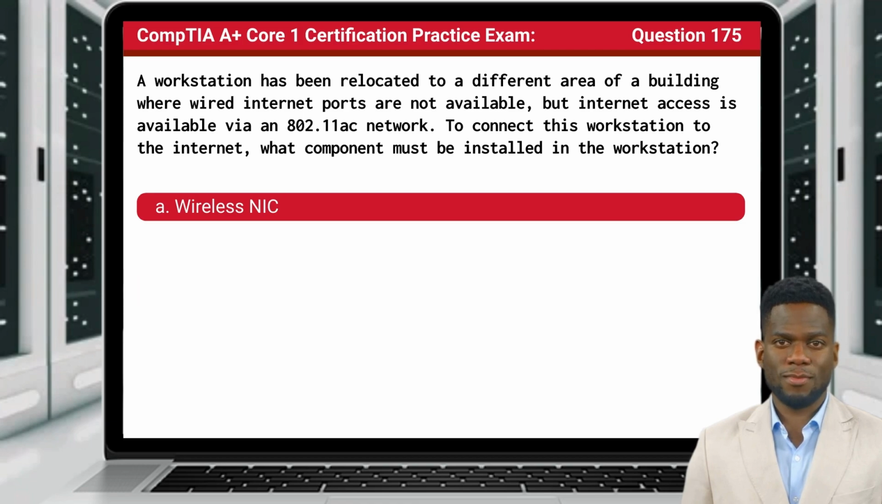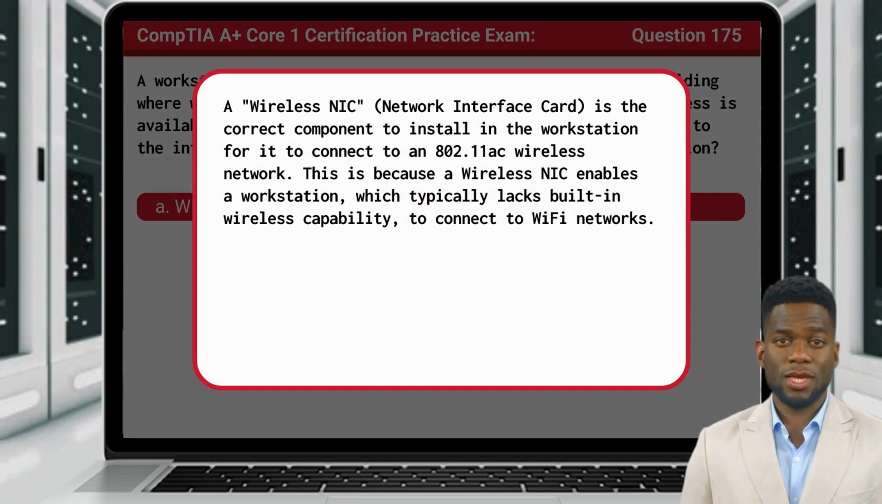The answer is A. Wireless NIC. A wireless NIC, or network interface card, is the correct component to install in the workstation for it to connect to an 802.11 AC wireless network. This is because a wireless NIC enables a workstation, which typically lacks built-in wireless capability, to connect to Wi-Fi networks.